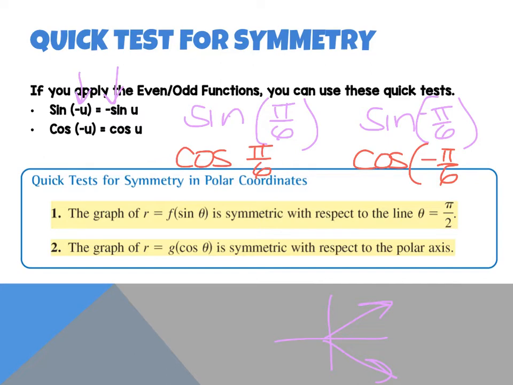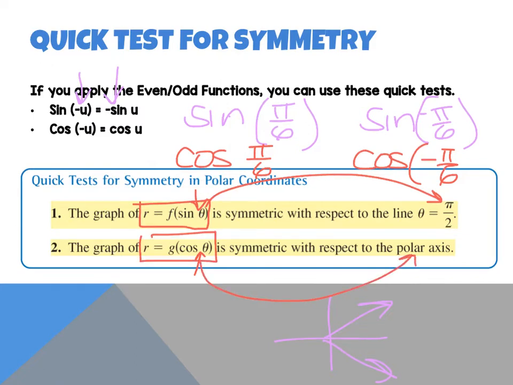Because of that, if I plugged in a negative cosine there, it's going to change it, and it will change it back to positive. But with the sine, it doesn't. If your initial function has a sine in it, then the quick test is that it's symmetric to the pi over 2 line. If it has a cosine in it, then it's symmetric to the polar axis. You have to go the long way around to get the pole. Polar axis is the x-axis.